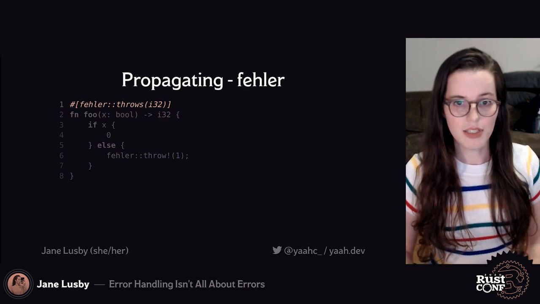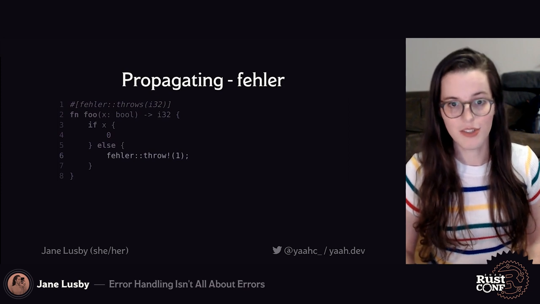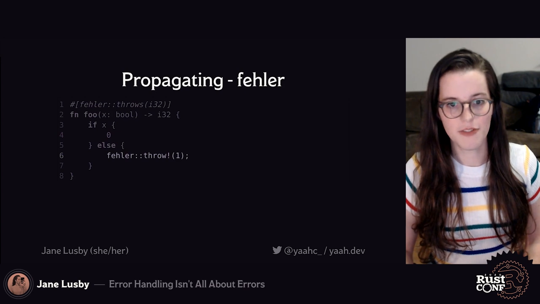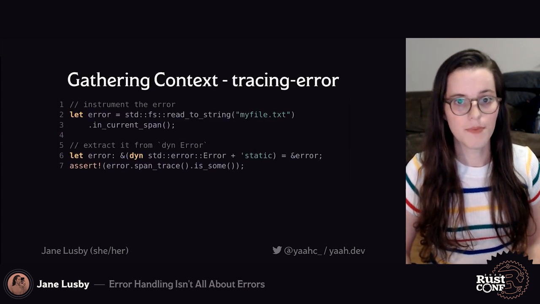Feller then does implicit OK wrapping for return types and provides a throws macro for returning errors. If you're missing throws syntax in Rust, this is the library for you. Next, for gathering context, I'd like to introduce tracing-error.